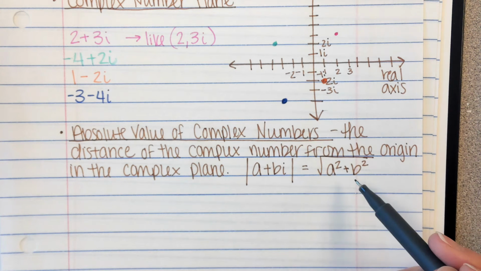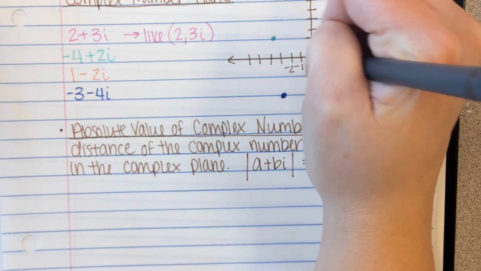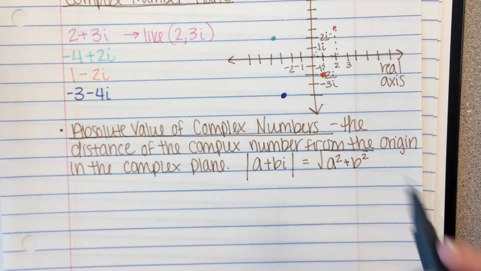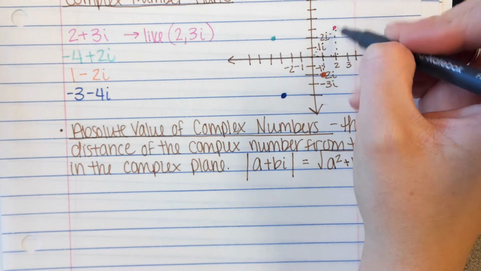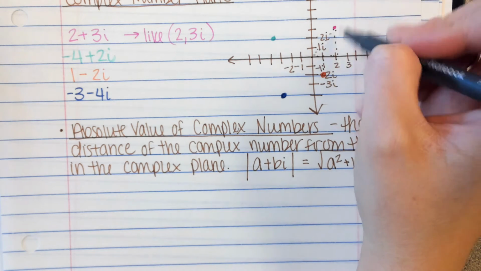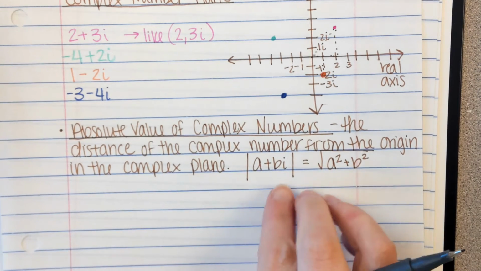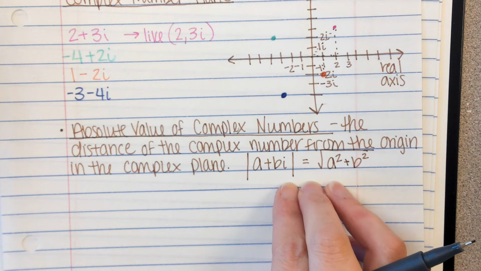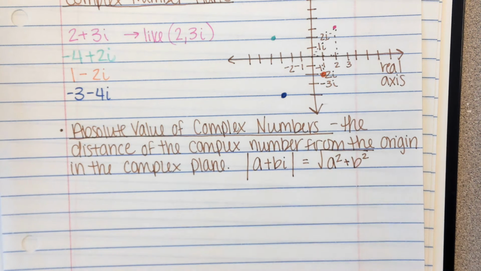Okay, that comes from the Pythagorean theorem, because you can make a triangle for that point. So you take the distance on the x, the distance on the y, or the real and the imaginary, and to get that diagonal, you do the Pythagorean theorem. So that's where this formula comes from. Okay, but you don't have to think about the triangle. You don't have to think about the Pythagorean theorem. You just take A, plug it in, B, plug it in, and work it out.